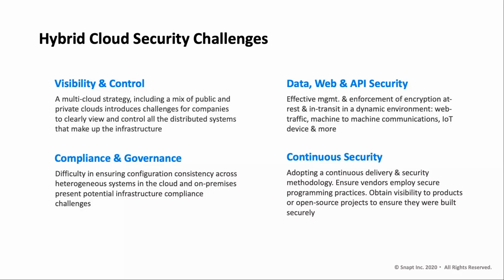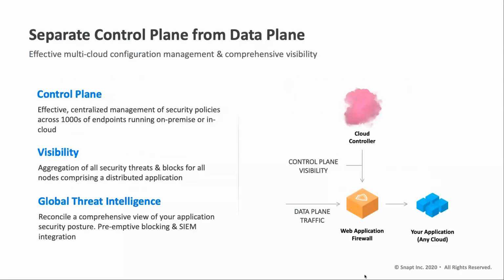So if we take a look at some of the ways we can technically help address these challenges, one common way used in the past to solve those control, visibility, and continuous security problems is separating the control from the data. That means we have a centralized broker, a centralized dashboard, that provides all the control over the remote endpoints that we need to deploy and manage.